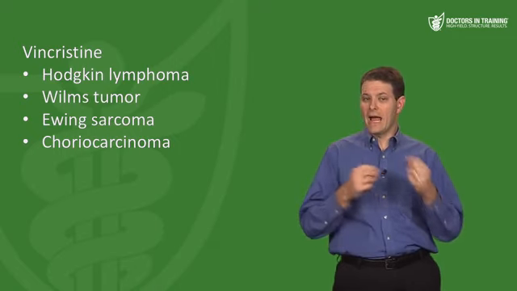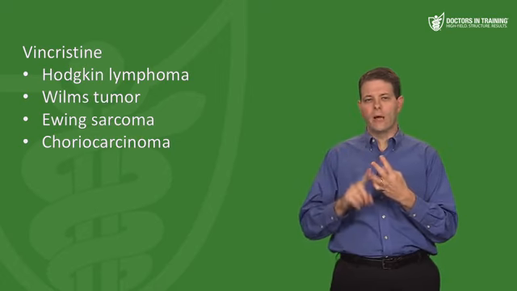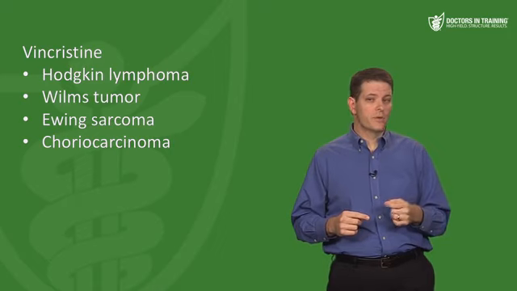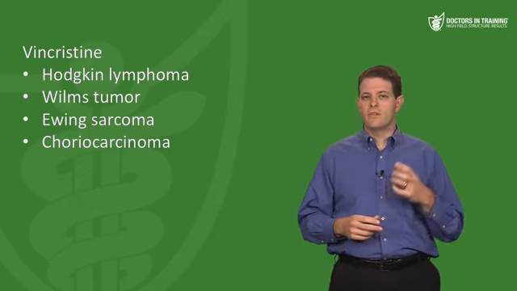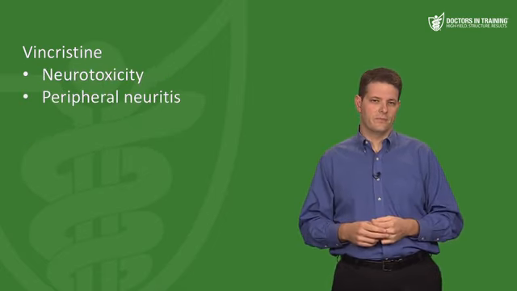The ACT is for dactinomycin, and then WEIRD stands for Wilms tumor, Ewing sarcoma, and rhabdomyosarcoma. Now, do you remember the other drug we mentioned for treating choriocarcinoma? It was methotrexate. And then for side effects, vincristine causes some neurotoxicity and peripheral neuritis. Then the other vinca alkaloid is vinblastine, which works very much in the same way.